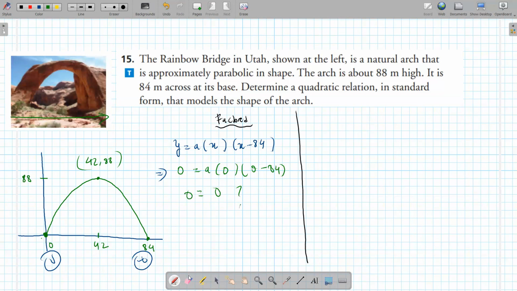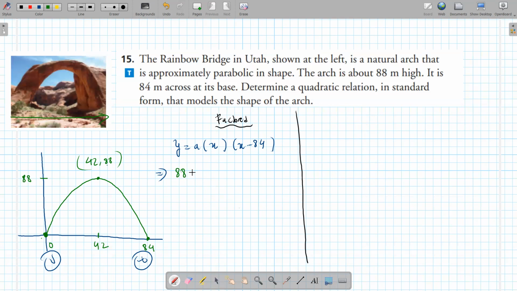That coordinate is not going to help us. It's worth a try though. You have to use 42, 88. Otherwise you get 0 equals 0. It's because of this x. If this was x minus something, 0, 0 would have worked out, but because it's just x, it does not. So you have to use the vertex.